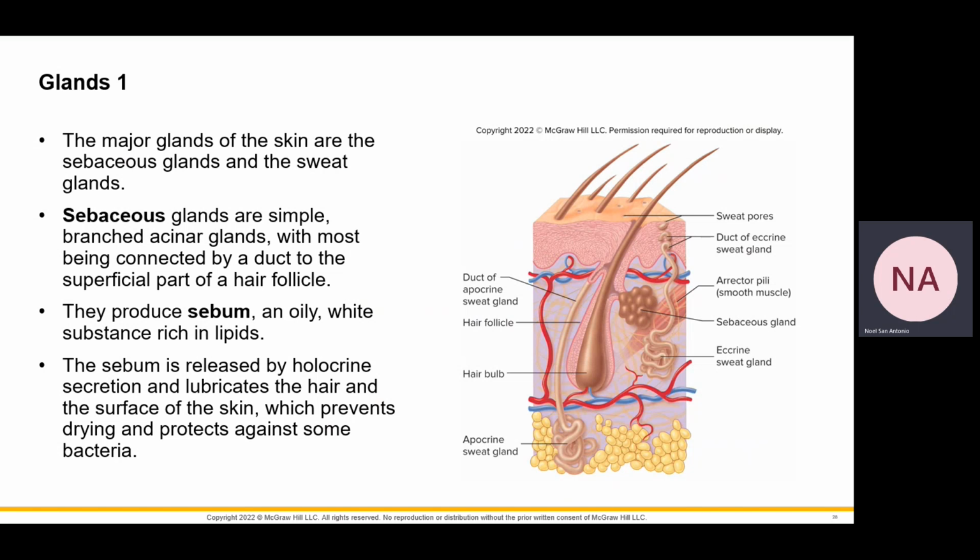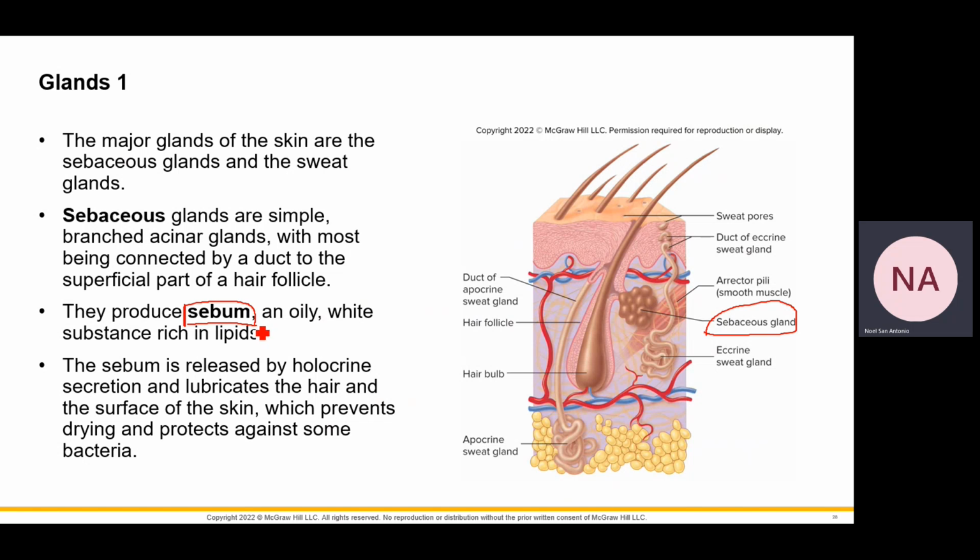Now, aside from the erector pili muscle, there are major glands in the skin that are also associated with your hair follicle. And one of those glands is your sebaceous gland. They are so-called sebaceous gland because they produce an oily white substance that is rich in lipids that we call sebum. Yun ang nilalabas niya yung oily substance.